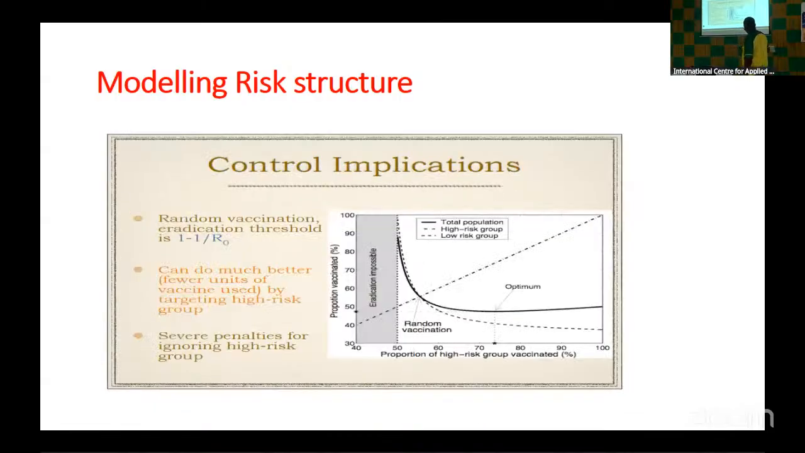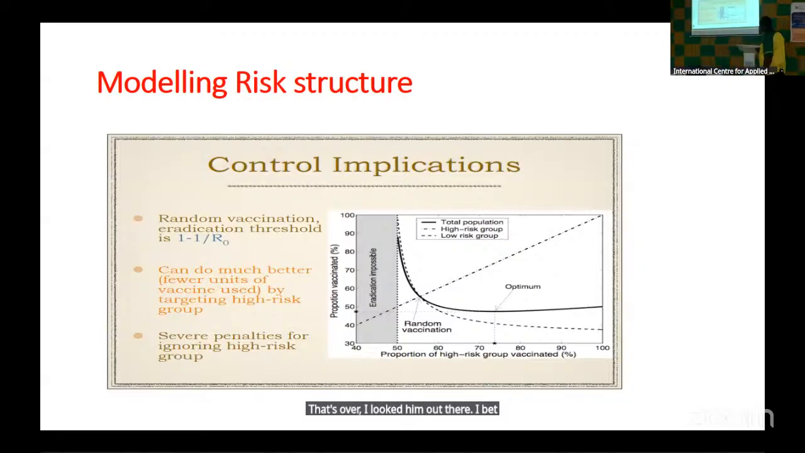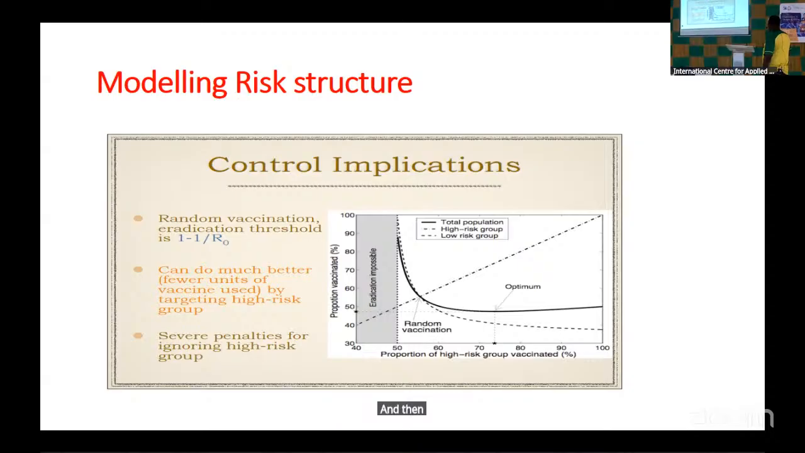That's what we are looking at there. And then the control implication: random vaccination eradication threshold is 1 minus 1 over R naught, which determines the R ability. And then you can do much better, with fewer units of vaccine used, by targeting the high risk group. These are different scenarios. Severe penalties for ignoring the high risk group.